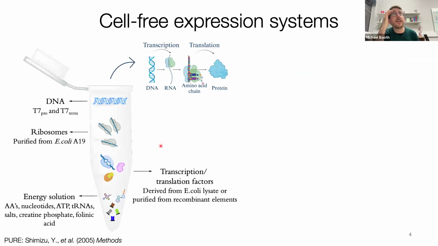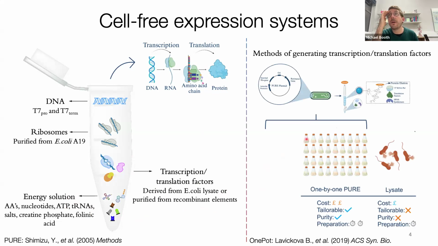And so to do it, you basically have to put DNA in a tube, ribosomes in a tube, energy mixes, amino acids, nucleotides, all sorts of tRNAs, which Kate's done a really cool paper on, and then transcription factors and translation factors, right? And this is a critical point, right? People can get them from lysates or they can purify them. And this is kind of how it's done at the minute. So you can get lysates, which are cheap, not very tailorable, not very pure, very quick. Or you can get PURExpress-type systems, which are very expensive, very tailorable and pure, but take forever.